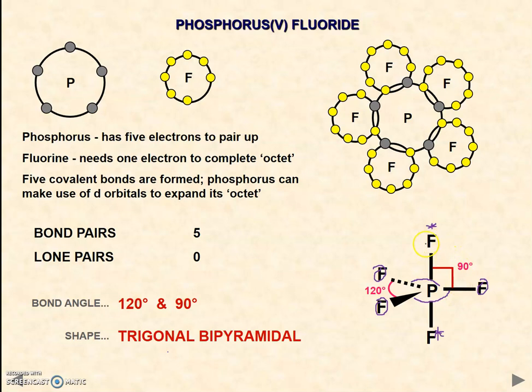Whilst you might think that having this fluorine perpendicular to this fluorine reduces the repulsion, in actual fact, because it's a 90-degree bond angle, there's a greater amount of repulsion between this fluorine and this fluorine than there is between this fluorine and this fluorine.